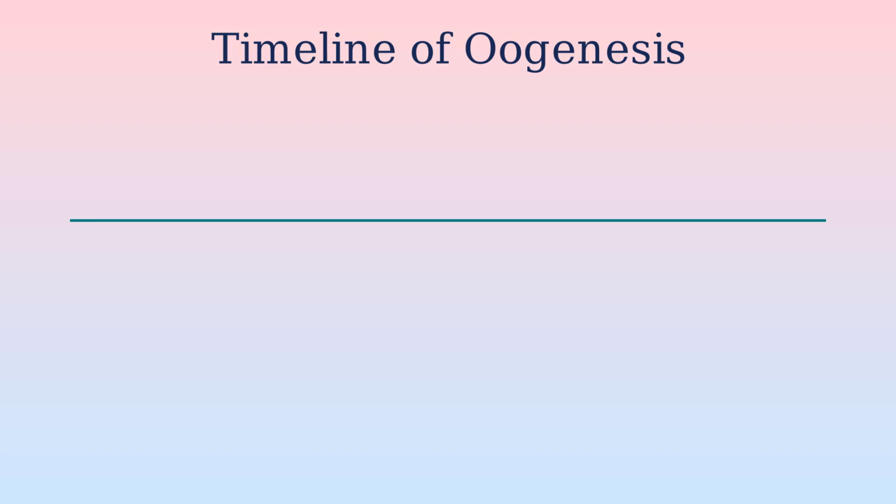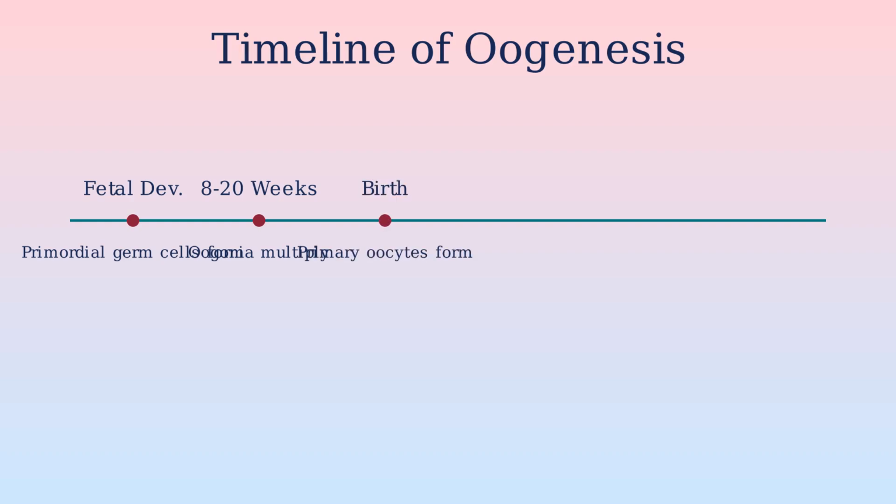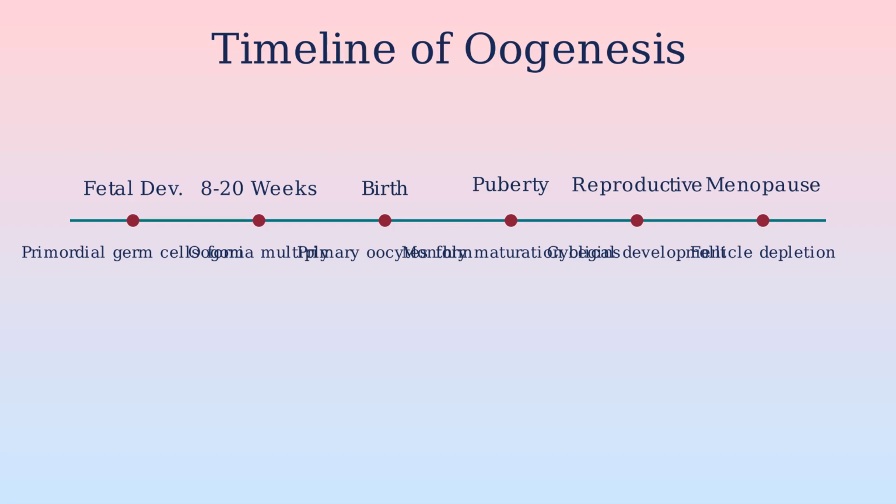The process of oogenesis spans from fetal development through a woman's reproductive years. It begins during fetal development with primordial germ cells, continues with Oogonia multiplication between 8 and 20 weeks, and by birth, primary oocytes are formed and arrested in prophase 1 of meiosis. At puberty, monthly egg maturation begins, continuing through the reproductive years until menopause, when viable follicles are depleted.